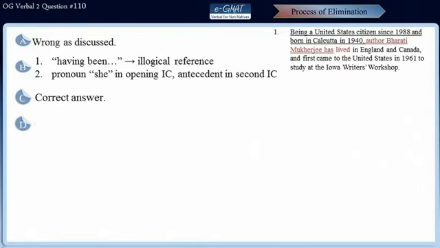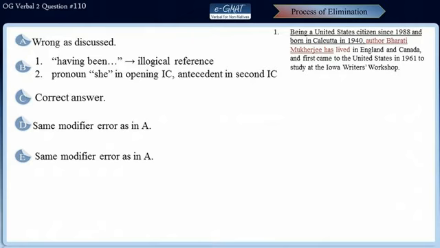Choice D is incorrect because it repeats the same modifier error as in choice A. Well, with choice E, this is the same problem. It repeats the same modifier error as in choice A. So as we just found out, choice C is the correct answer for this sentence.